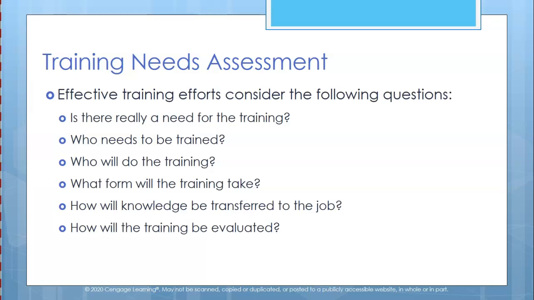What kind of training will we give them? Is it going to be on the job? Are we going to send them somewhere else? Are we going to do it ourselves? How are we going to determine if this training makes it into the job? Are we going to evaluate if folks are actually applying what they learned when they go to work? And also, we're going to evaluate to see if we're spending money for good reasons or not.